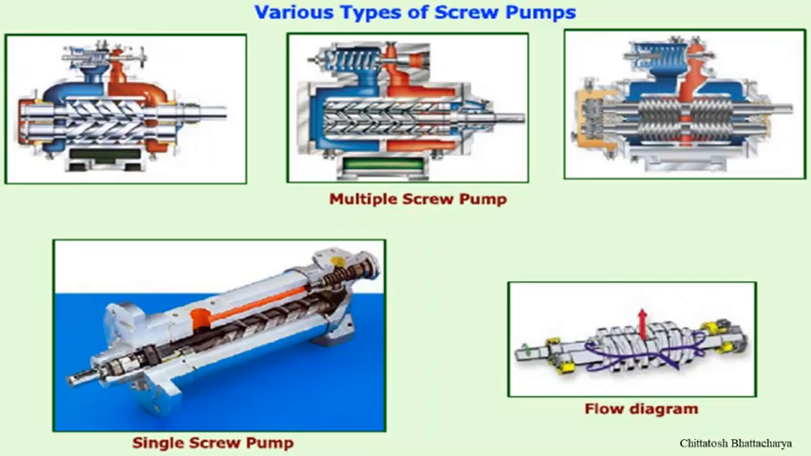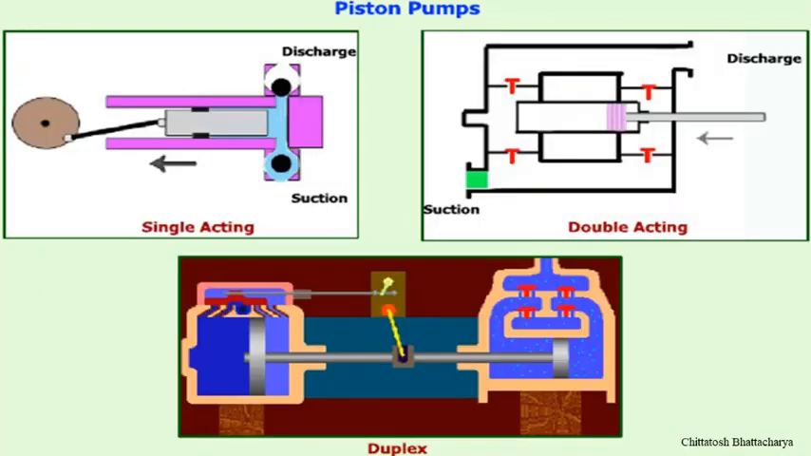Piston pumps are reciprocating type pumps which are fitted with a piston cylinder arrangement along with non-return type suction and discharge valves. The suction and discharge valves are placed in such a way that when one is open, the other is closed, and it may be single acting or double acting, and depending upon the configuration there may be a duplex type or single type arrangement to operate it.